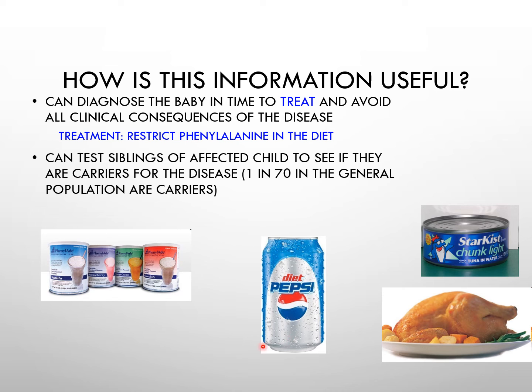You can see some pictures I have included here, that is diet Pepsi or some kind of tuna. Those are rich in phenylalanine, so we can ask the parents or the child to avoid this kind of food. We can also test siblings of the affected child to see if they are carriers for the disease. That is 1 in 70 in the general population are carriers.